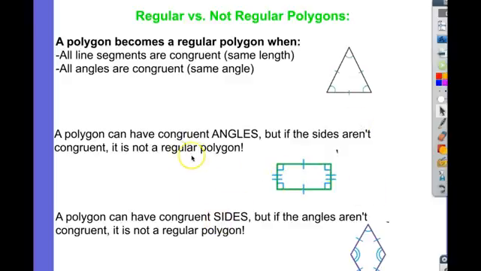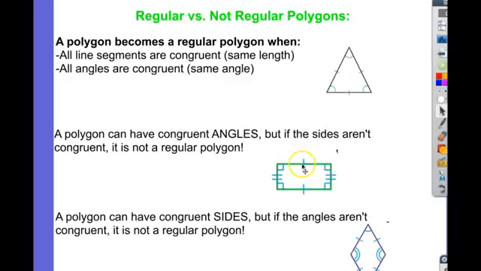Now if we look at this one, all of the angles in this polygon are the same. So this angle is the same as this angle, is the same as this angle, is the same as this angle. So those are all congruent angles. So why wouldn't it be a regular polygon? Because all of the sides are not equal.